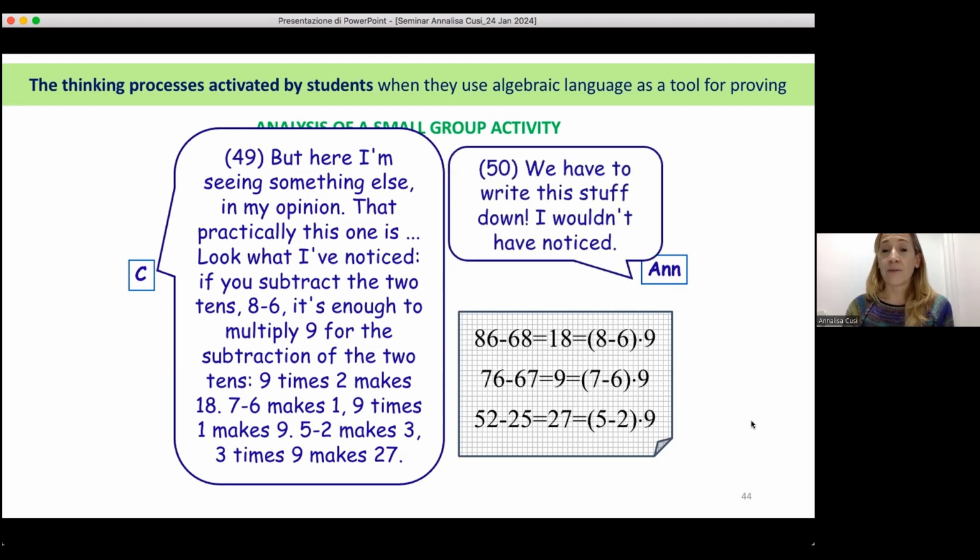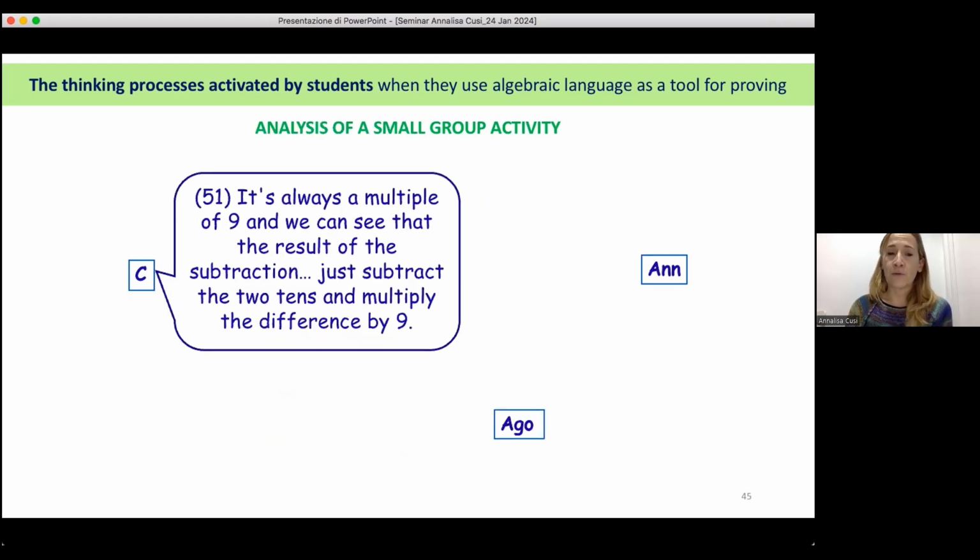So she made this observation and a similar observation for the other two examples. We have to write this stuff down. I wouldn't have noticed. It's always a multiple of 9, and we can see that the result of the subtraction, just subtract the two tens and multiply the difference by 9. So we can observe that she focused on the expression 9x. She was not able to correctly interpret it, but this need of interpreting made her look at the examples, and she was able to find another conjecture. So a more complete conjecture in relation to the one that they discovered at the beginning of their work.